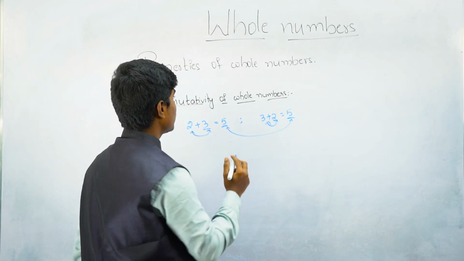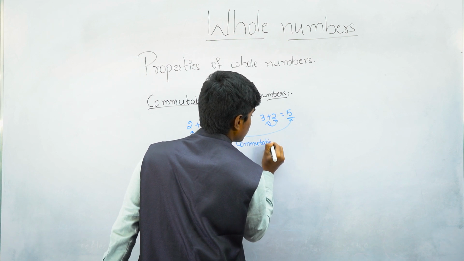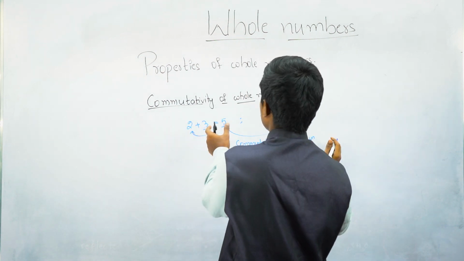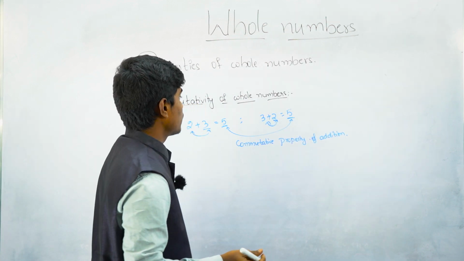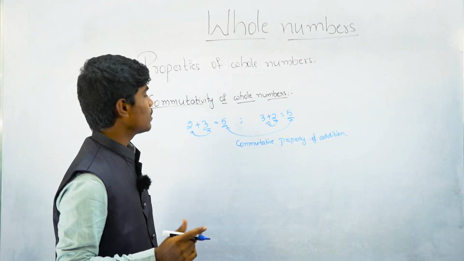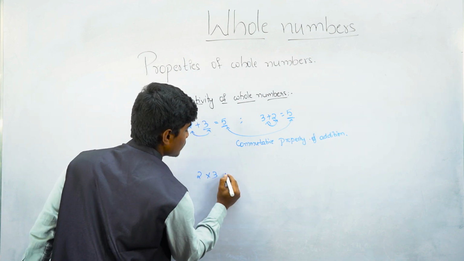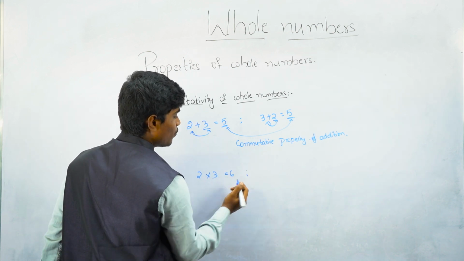This is called commutative property under commutative property of addition. Now if we take two numbers, we will try with multiplication. 2 into 3, the answer is 6, and we change the order.